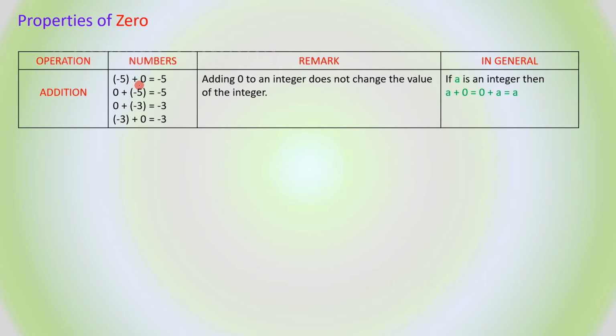When 0 is added to minus 5, the sum is the same integer, minus 5. When minus 3 is added to 0, here also we get the same integer as the sum. That is, adding 0 to an integer does not change the value of the integer. So, in general, we can say if a is an integer, then a plus 0 equals 0 plus a equals a.